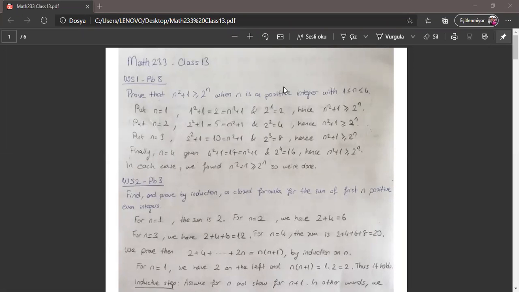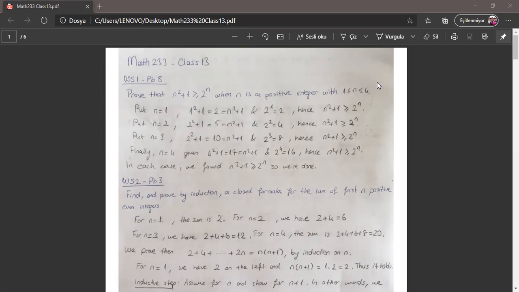Hi everyone. We will solve some problems that we didn't solve before in the classes in the first 6 worksheets. So let's start. This one is from the first worksheet, problem 8.